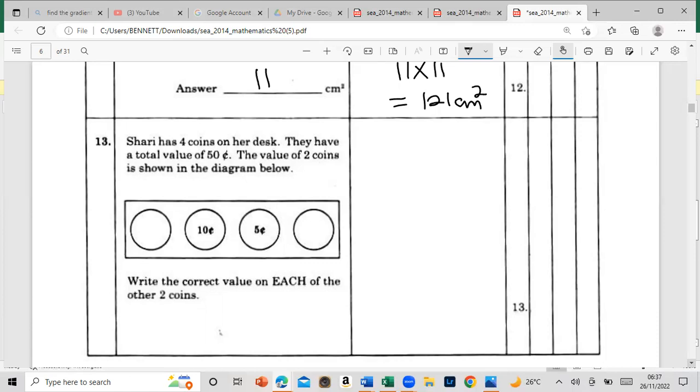Four coins and a dime. But this can be any two. Let me read it. Shari has four coins and a dime. They have a total of 50 cents. The value of two coins is shown below. Write the correct value on each of the two coins.